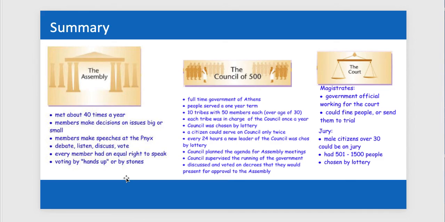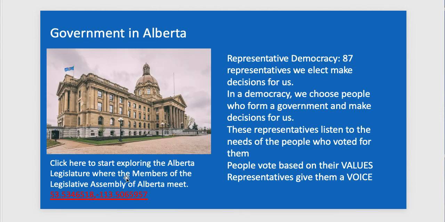Here is a review of the three pillars in ancient Athens. I've attached this because you should read through it, and even pause if you didn't do that before, so that you understand exactly what ancient Athens has. As we discuss what Alberta has, you can start thinking about the similarities and differences. Remember, focus on this because this is what you're going to be marked on or quizzed on Tuesday.